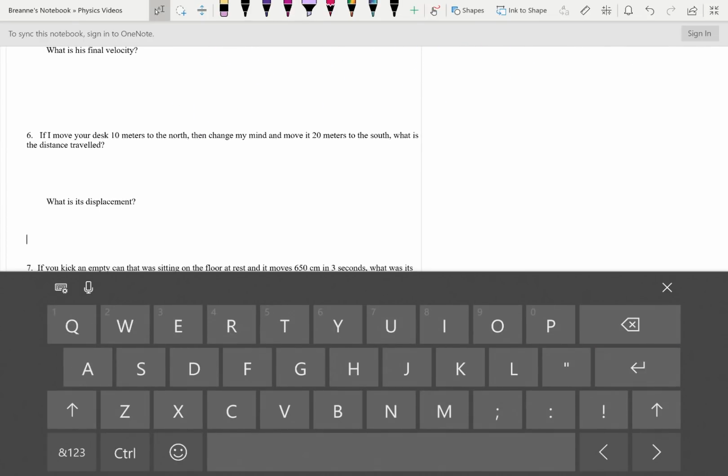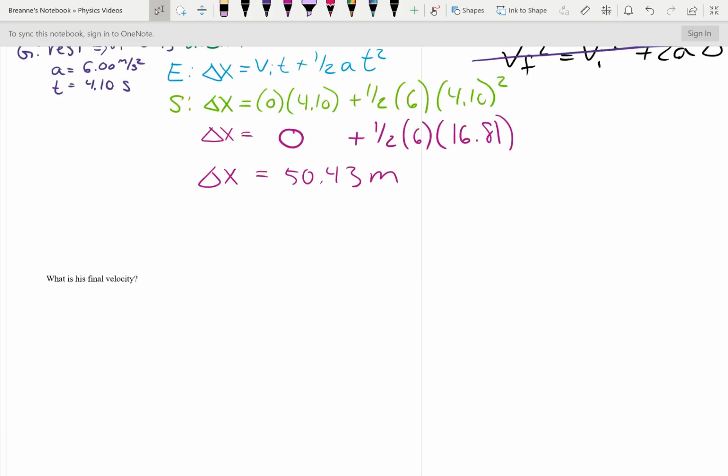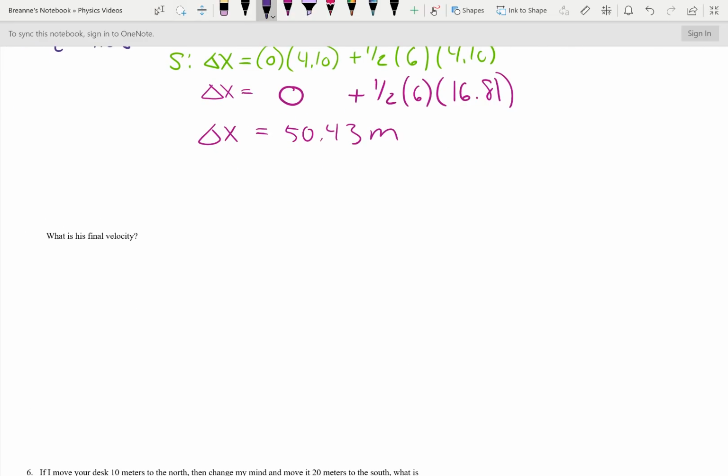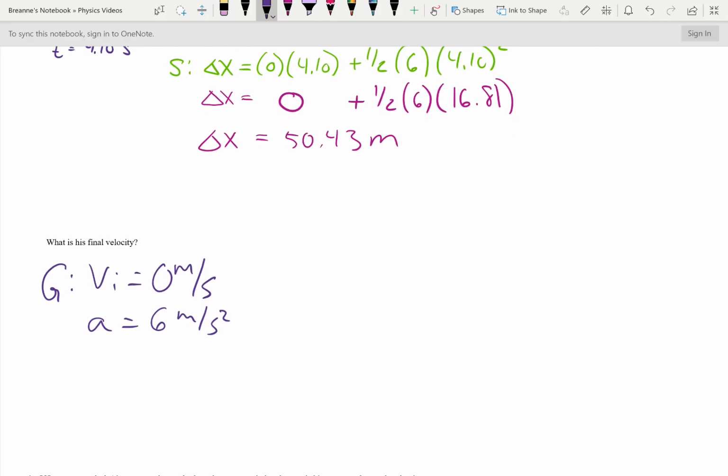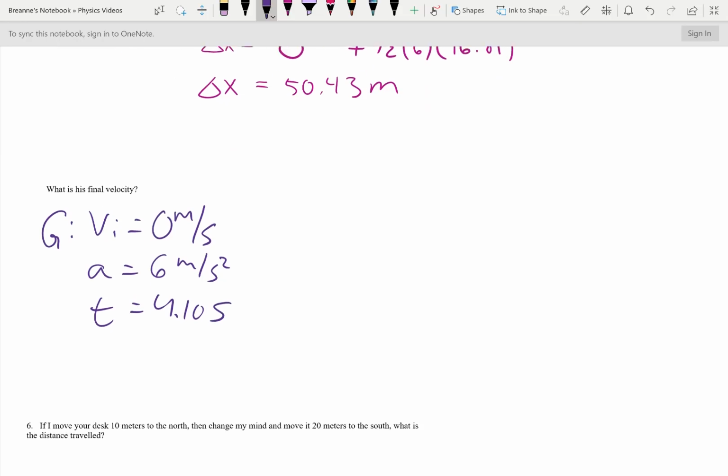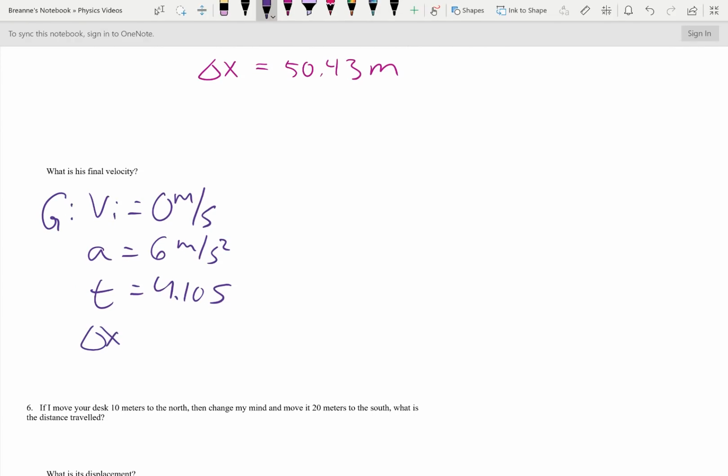Next thing is asking for our final velocity. Let's write down our givens again. From rest, we know our initial velocity is 0. It tells us our acceleration is 6 meters per second squared. And our time is 4.10 seconds. We technically have another given. We know our displacement is 50.43 meters.